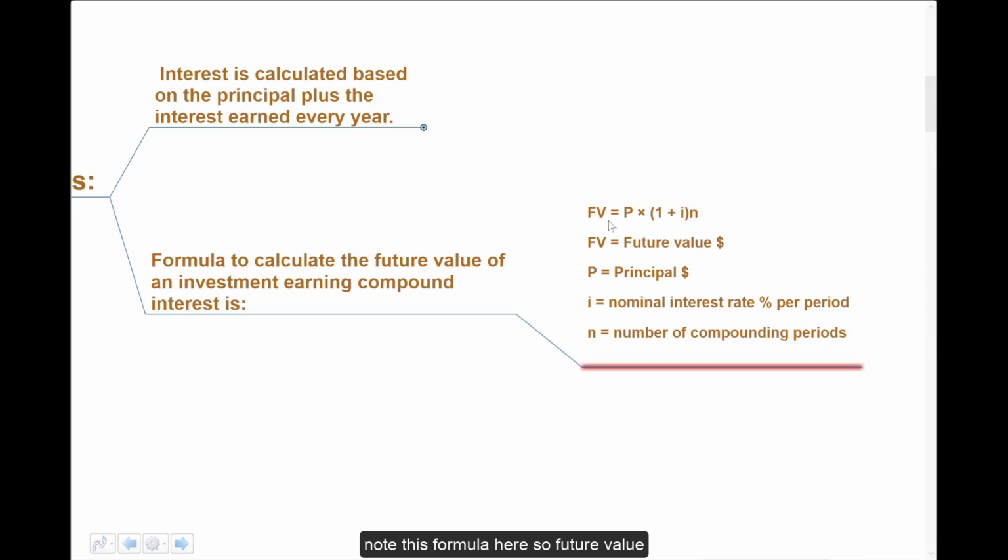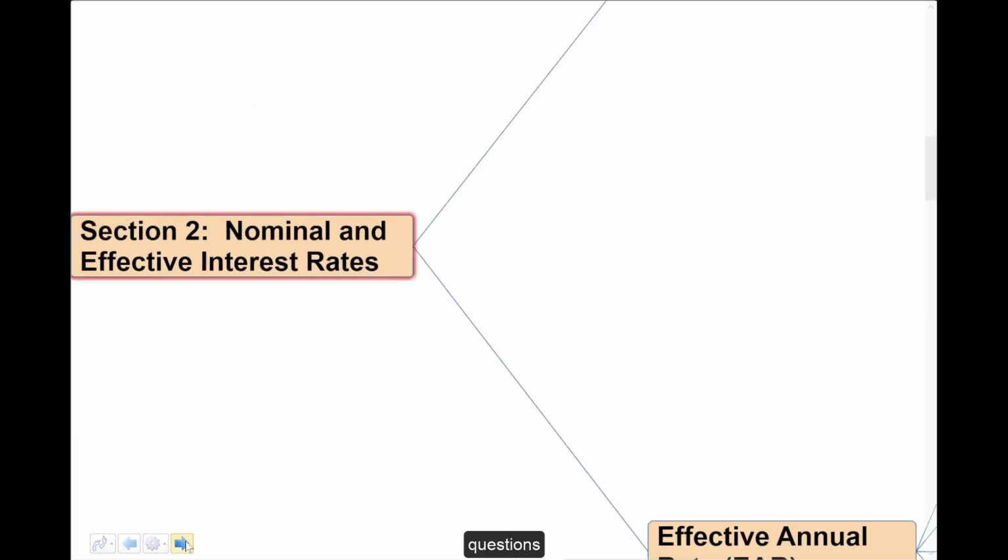Now, in terms of the formula to calculate the future value, note this formula here. So future value, again, quite straightforward. We're simply talking about principal times open bracket 1 plus I, the nominal interest rate being I, close bracket, to the power of N, the number of compounding periods. So again, practice makes perfect here. Pretty straightforward. Once you get up to speed on it, we shouldn't get these types of questions wrong.